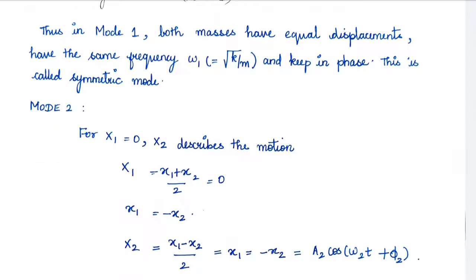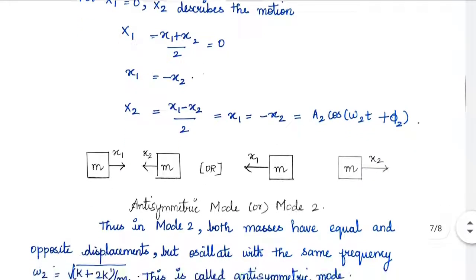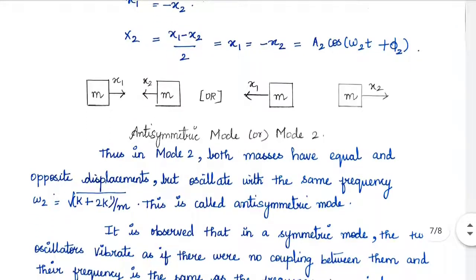Then the antisymmetric mode, or mode 2. For this case X1 is 0 and the complete motion is described by the normal coordinate X2. So X1 is equal to (x1 plus x2) by 2 is equal to 0, which gives us x1 is equal to minus x2. We know the value for X2 is equal to A2 cos(omega 2 t plus phi 2). That means x1 is equal to minus x2, which physically says the coupled oscillators are out of phase with each other by pi radians or by 180 degrees.